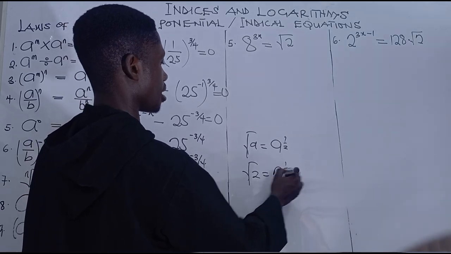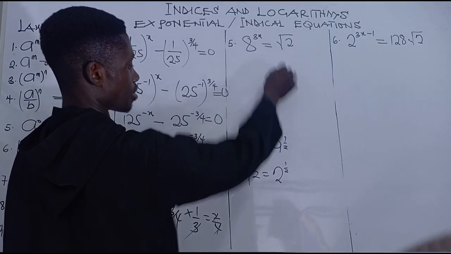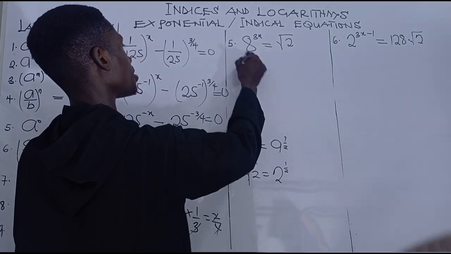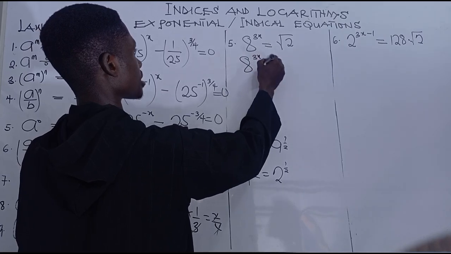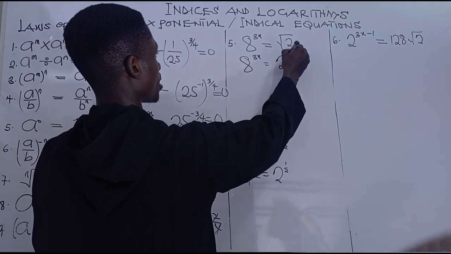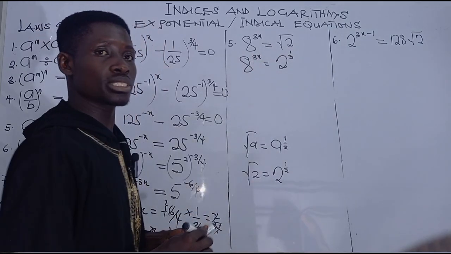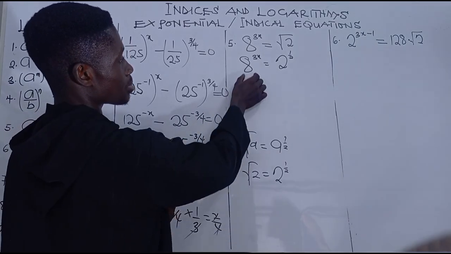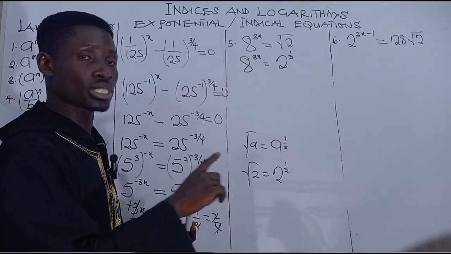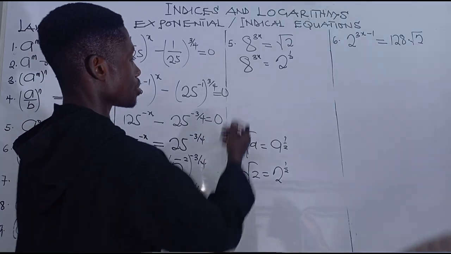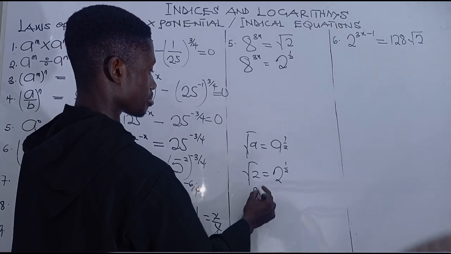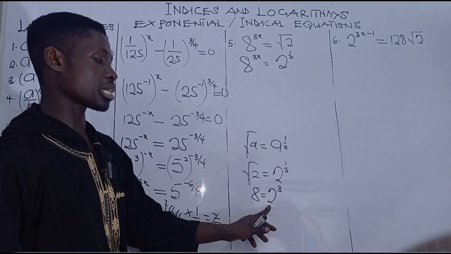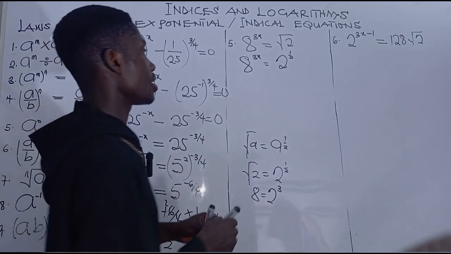2 raised to the power half. So in place of these 2 here, we are going to write 2 raised to the power half. So we have 8 raised to the power 3x is equal to 2 raised to the power half. Now we want the bases on either side of the equal sign to be the same. So let's express 8 in an index form with a base of 2. So you know that we can write 8 as 2 raised to the power 3. So in place of 8, we are going to substitute 2 raised to the power 3.